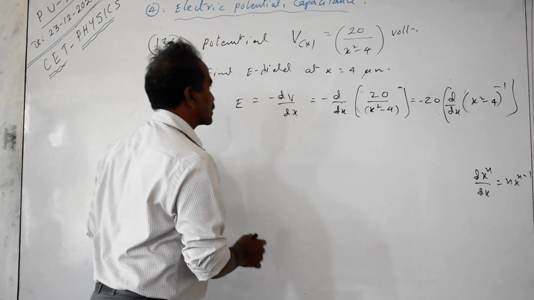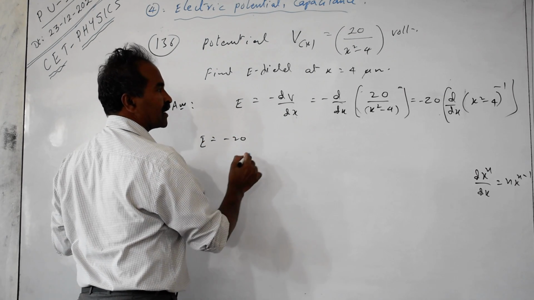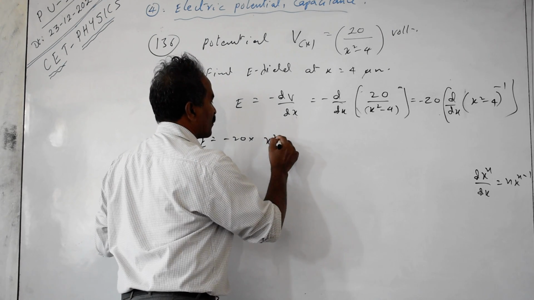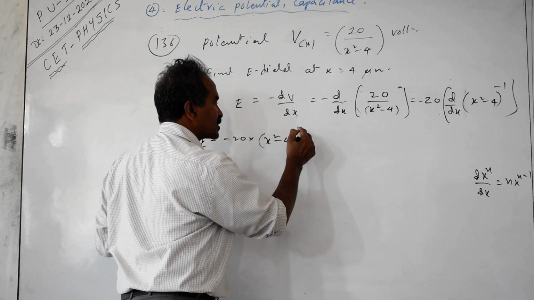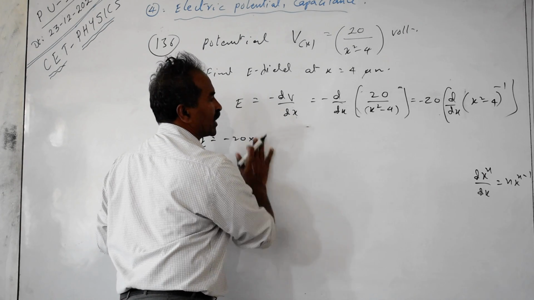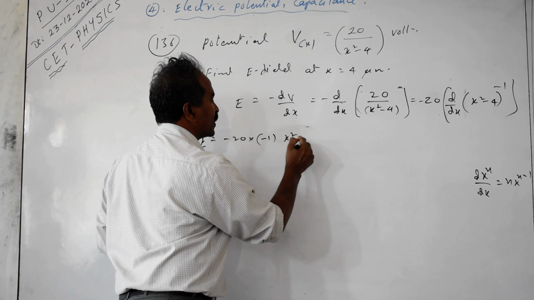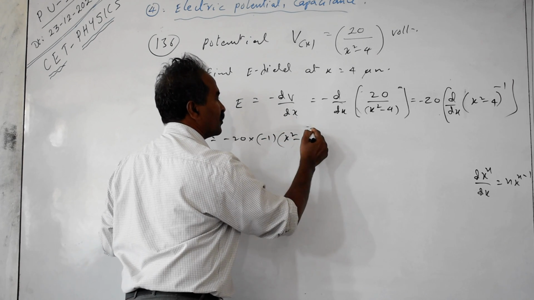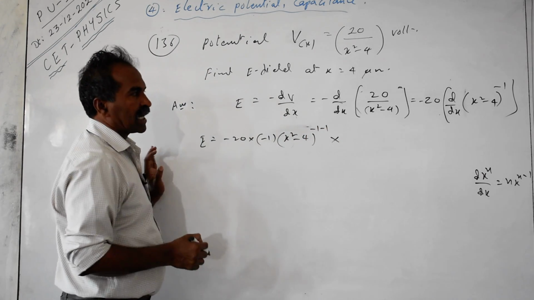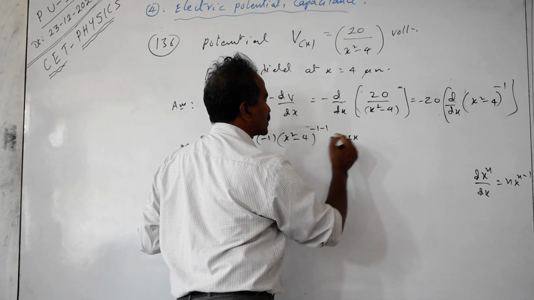The next term: E equals minus 20, taken as it is. The differential part is (x square minus 4) to the power of minus 1 minus 1, into minus 1, that is n into x to the power of n minus 1. So we will get minus 1 into (x square minus 4) to the power of minus 1 minus 1, next into the inside of the bracket, that is the differentiation of x square, which is 2x.